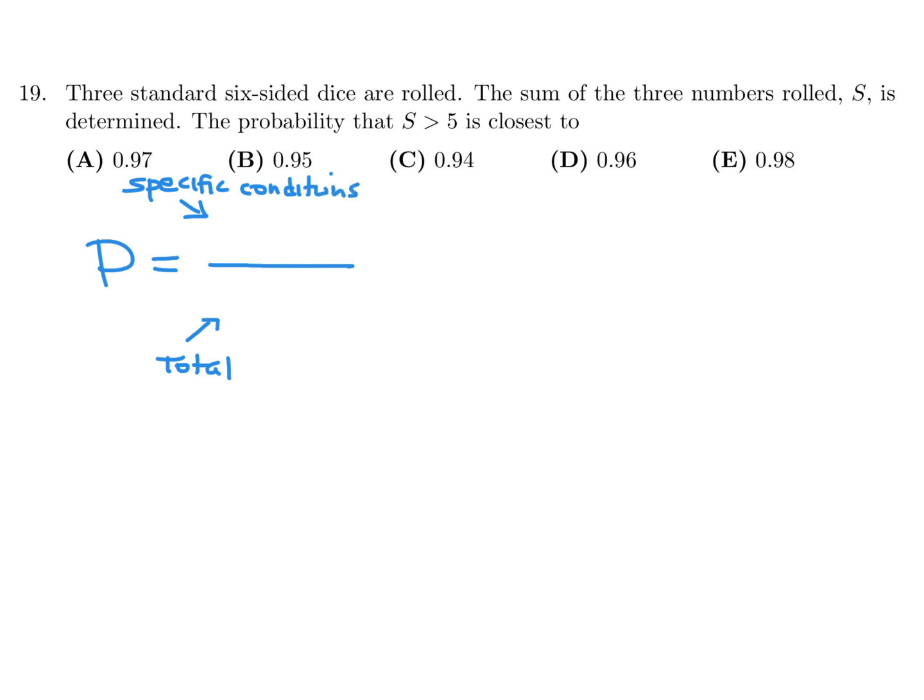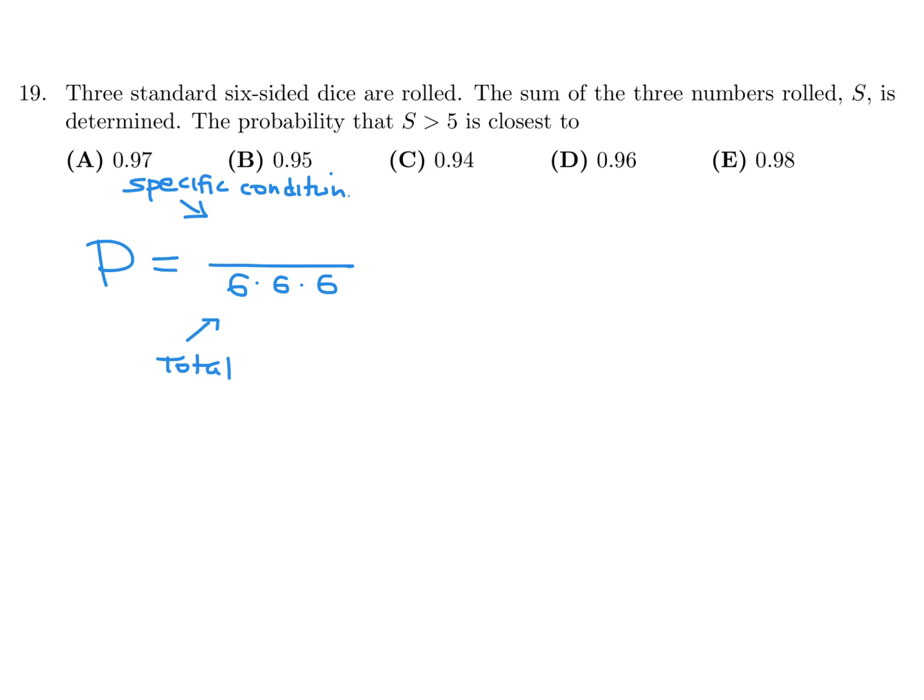So the total, well, you have three dice. So each die has 6 faces. So when you roll the first die, you have 6 possibilities. When you roll the second die, 6, and the third die, 6, and you have to multiply that. So 6 to the power 3 would be the total. So now we have to figure out the numerator, which is our specific condition, or conditions rather, whether there's more than one. But it looks like there's only one condition, which is that the sum has to be greater than 5.